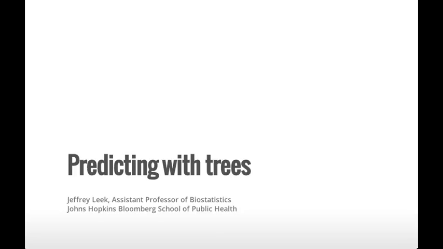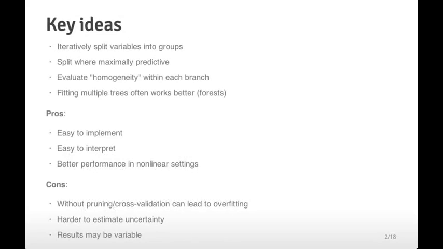This lecture is about predicting with trees. Trees allow you to predict with functions that can capture nonlinearities much more easily than linear regression models can, but they take a little bit more thinking to learn about upfront. So the key idea here is that we're going to have a bunch of different variables that we're going to be using to predict, and we're going to iteratively use those variables to split the data into groups. The goal is to use the variables to split the data where it's maximally predictive.